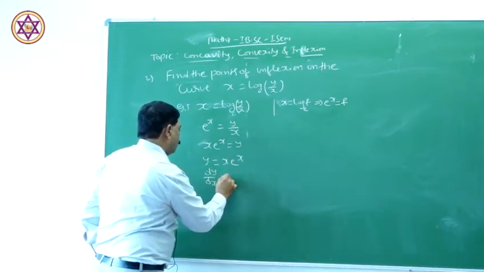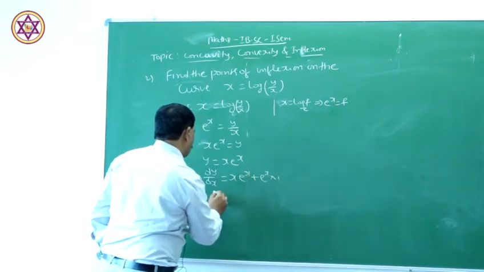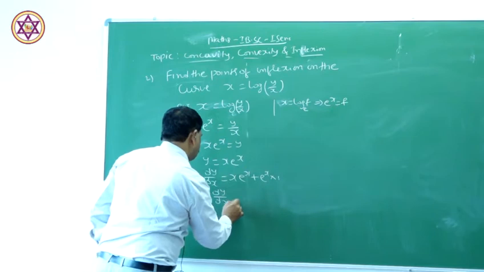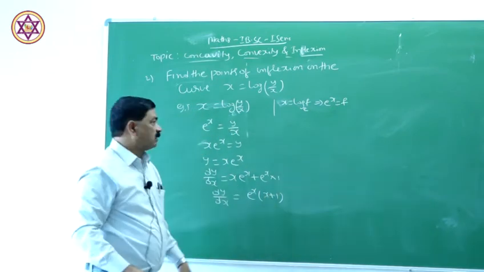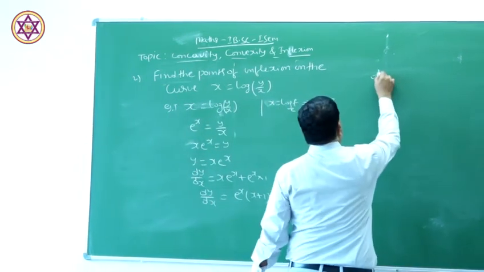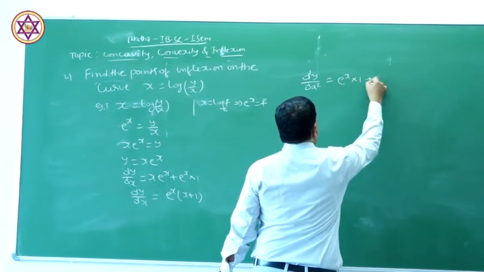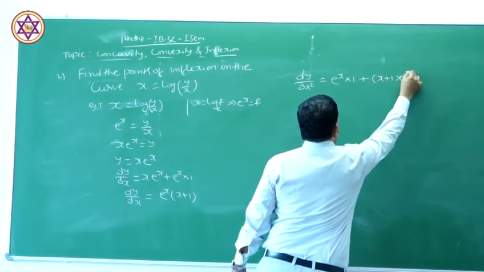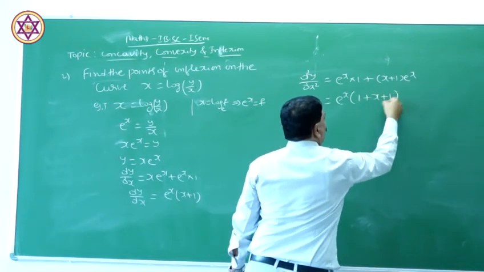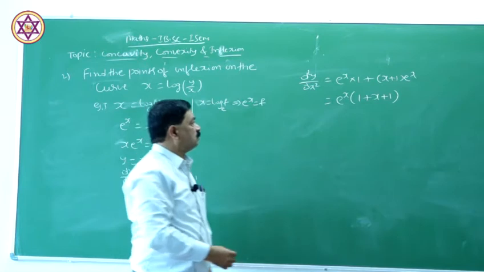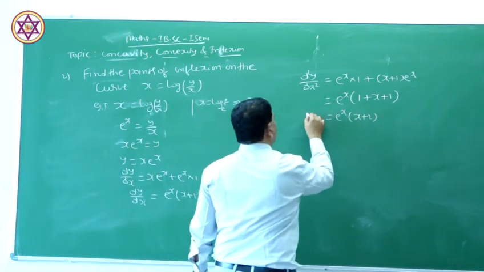Differentiate x into e power x into 1. So dy by dx is equal to, if we take e power x as common, e power x of x plus 1. Next differentiate, d squared y by dx squared: e power x into 1, plus x plus 1 into e power x. If we take e power x as common, we get 1 plus x plus 1. So here we get e power x of x plus 2.